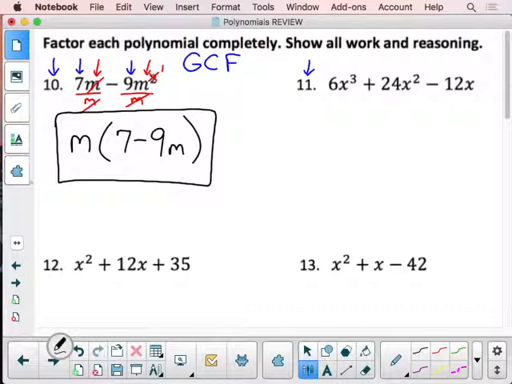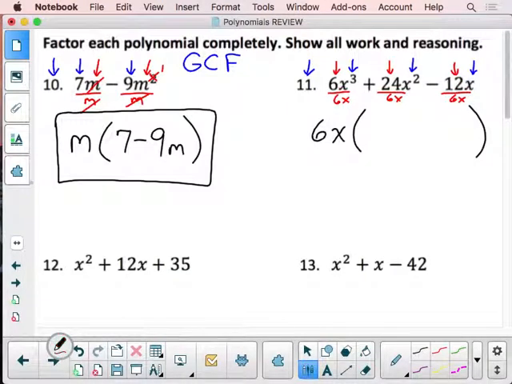Number 11, same exact situation. You look here and you say, does the 6, the 24, and the -12 have a common factor? Most of you would know that, hey, they're all divisible by 6. So I'm going to take a 6 out of there. Then you come back and you look at, don't forget to look at variables. That first term has an x cubed, the second term has an x squared, and the last term has an x. That means that they all have an x in common. Now, what do you have left after you divide that 6x out of each term? So if we divide each of these terms by that 6x, what would be remaining?